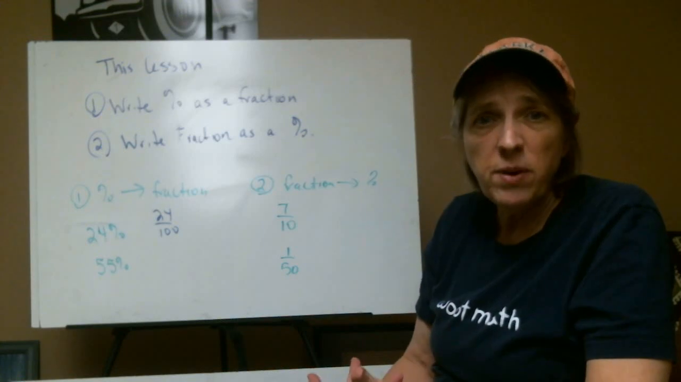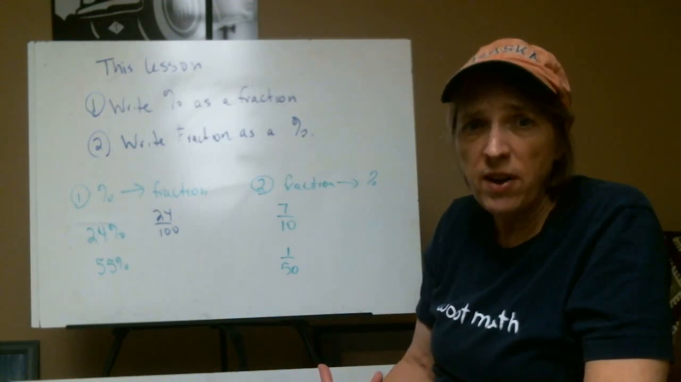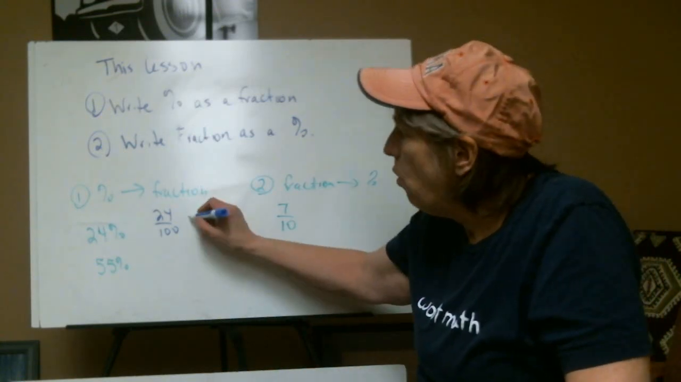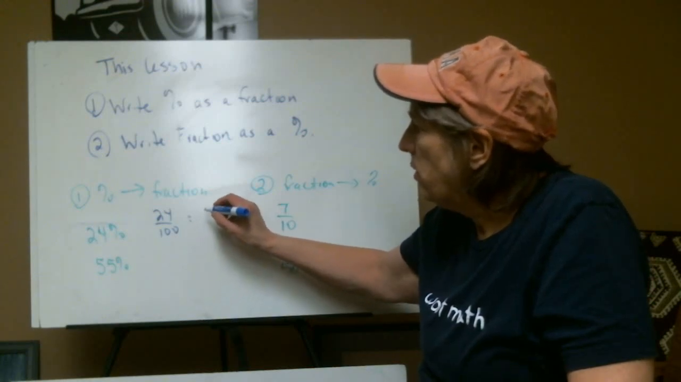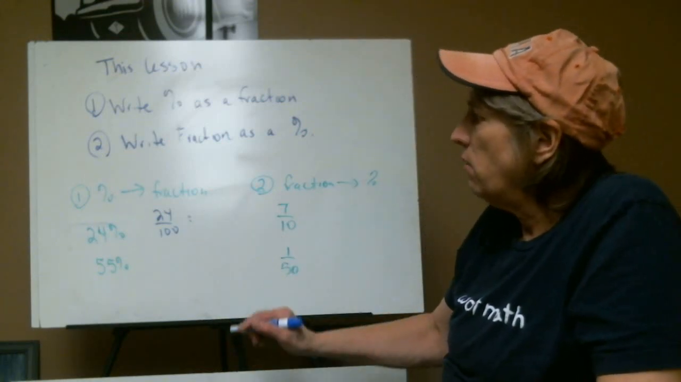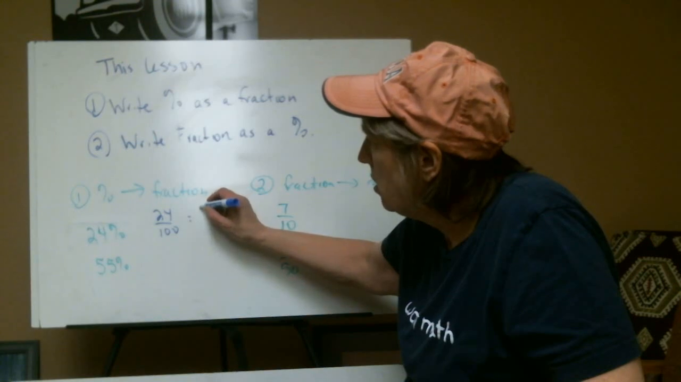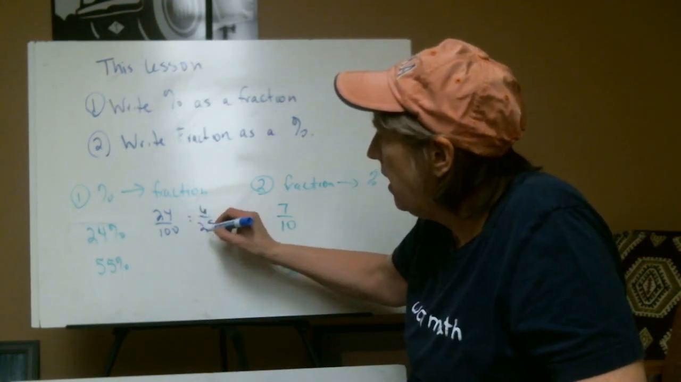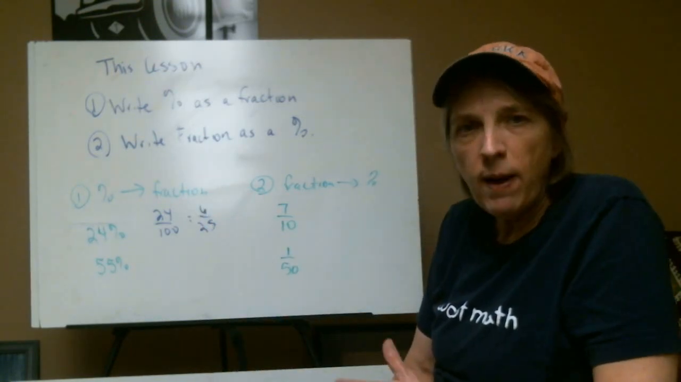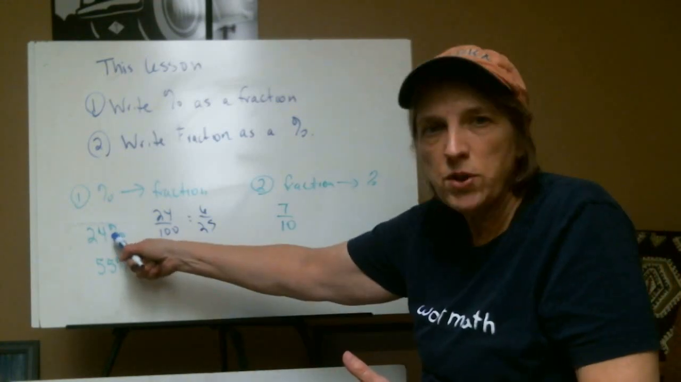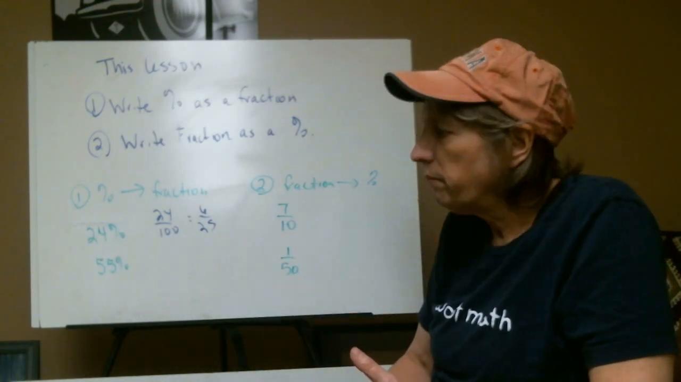Now, we have to simplify fractions, and you have to simplify this one as well. So 4 goes into both of these. 4 goes into 24 six times, and 4 goes into 100 twenty-five times. So my final fraction for 24% is 6/25.